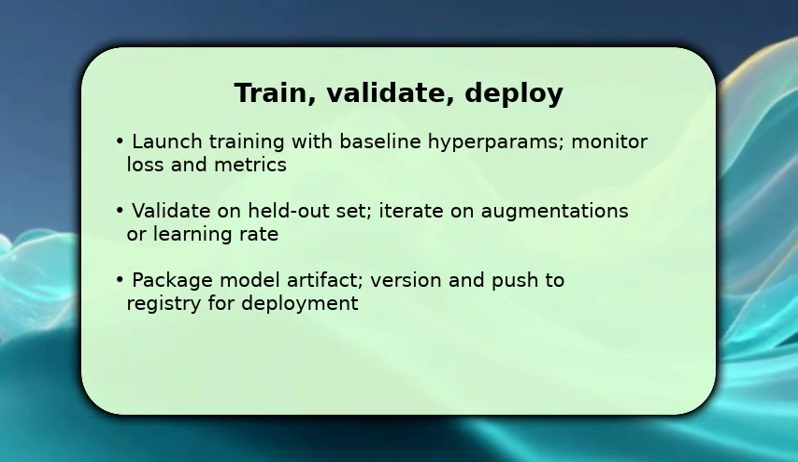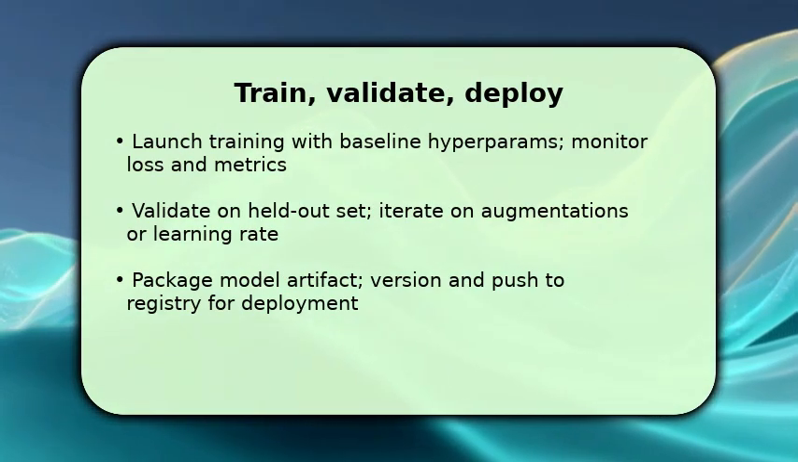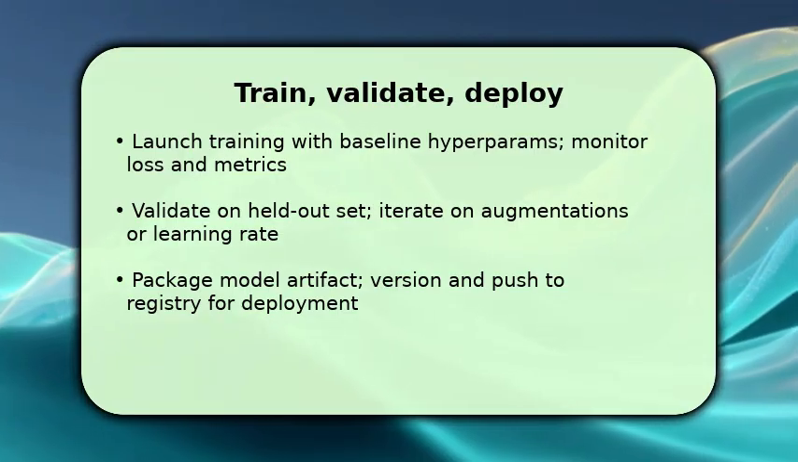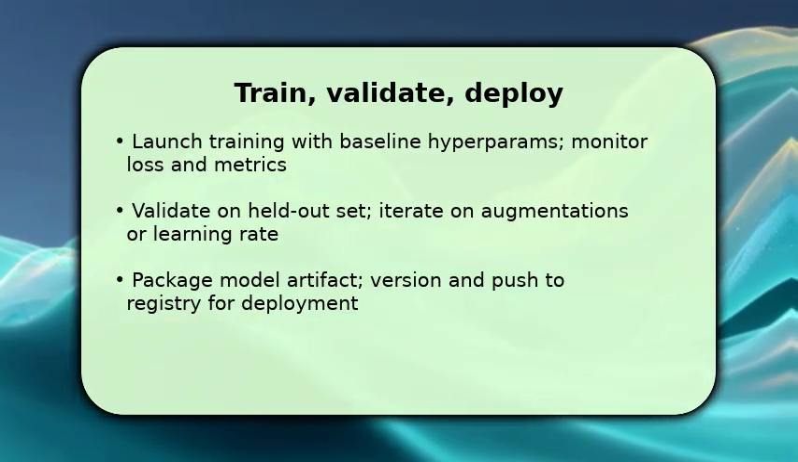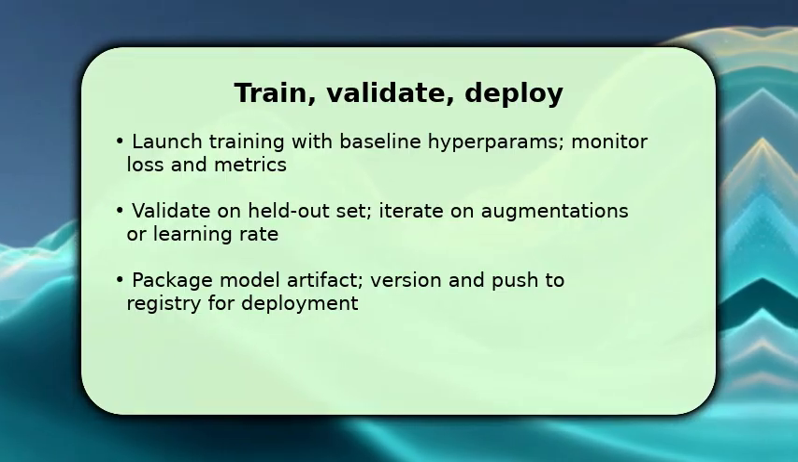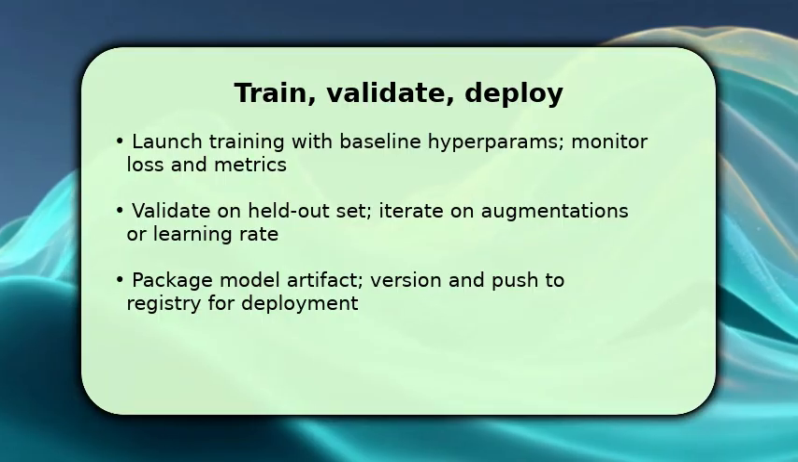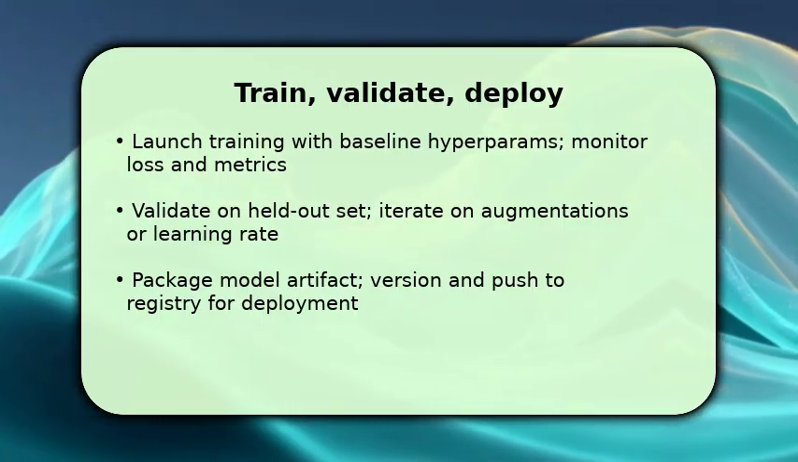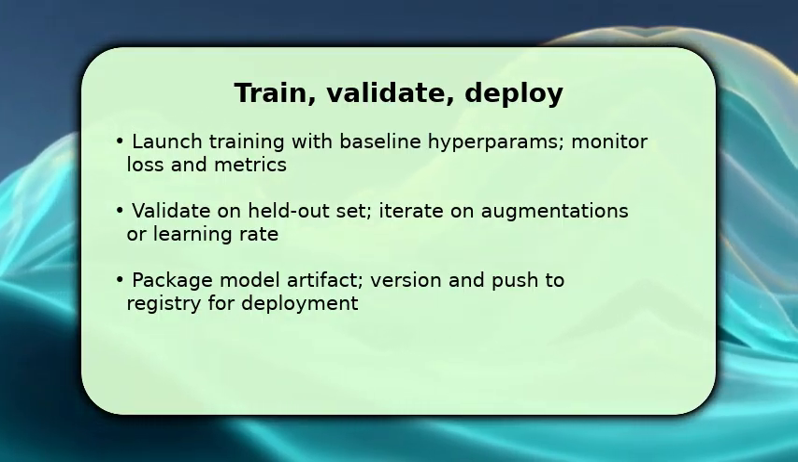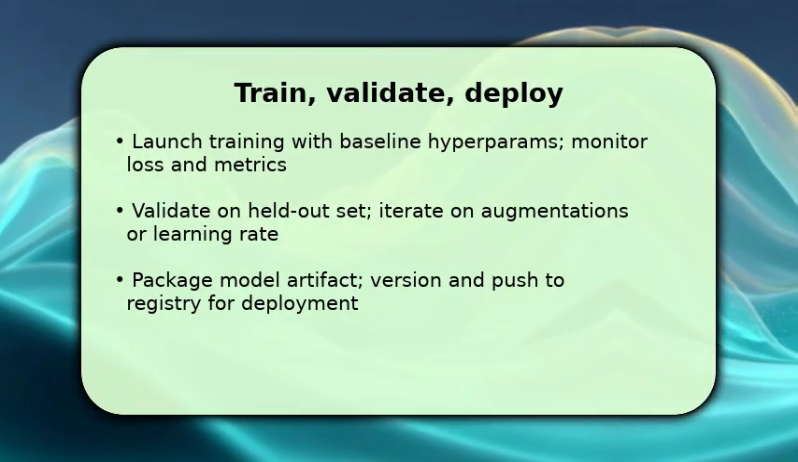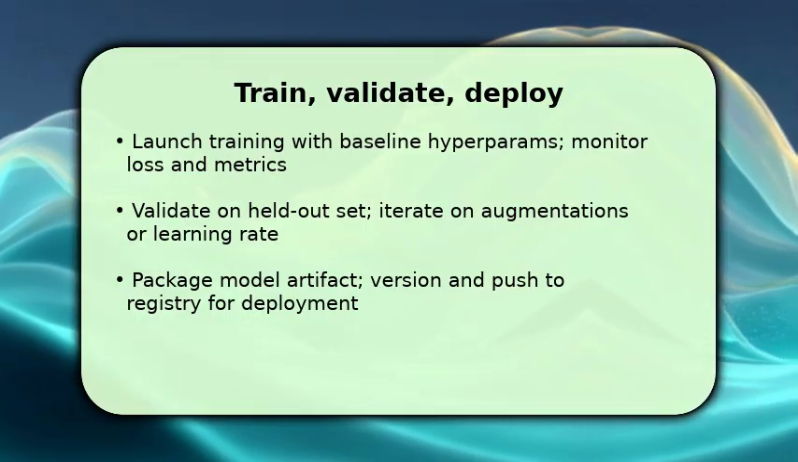You begin training with a baseline config and monitor loss, accuracy, and key metrics in real time so you can spot problems early. Once the initial run completes, validate on the held-out set and compare to baseline, adjust augmentations, batch size, or learning rate as needed. Finally, package the model artifact, tag the version, and push it to your registry for deployment.